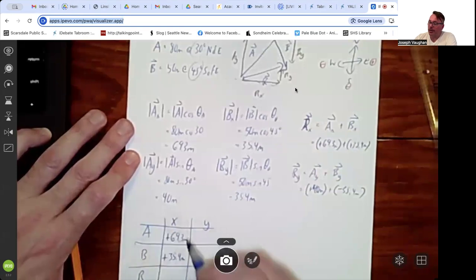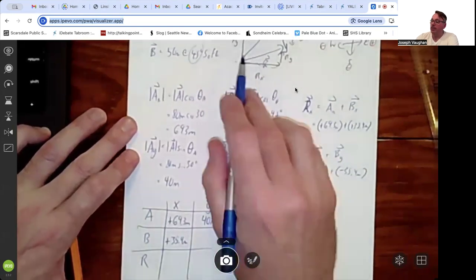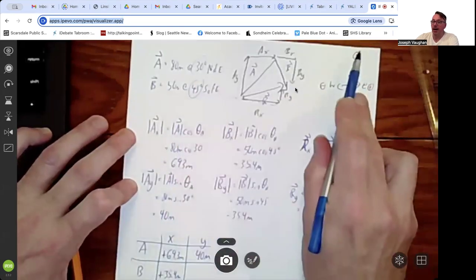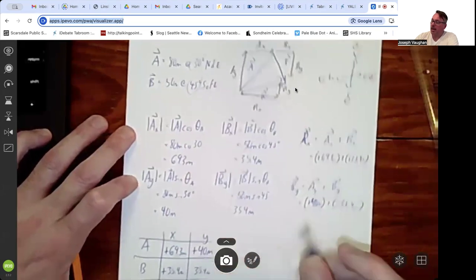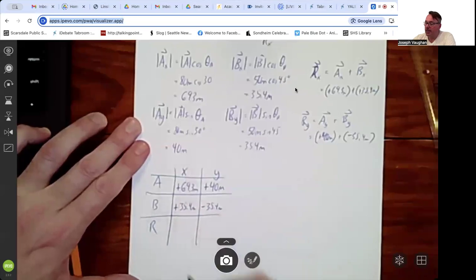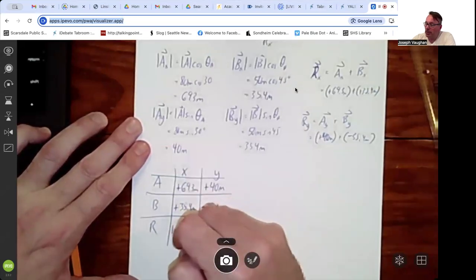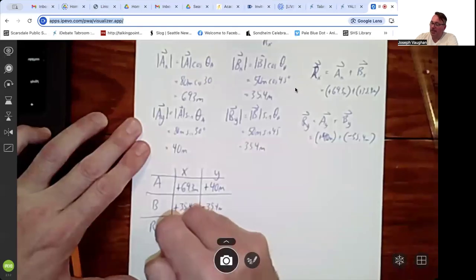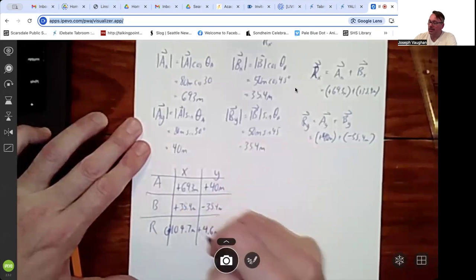And so now the Y direction, we know that the length of the component is 40, and because of north, that goes in the positive direction. And then this is 35.4 meters, and that goes in the negative direction. And then to find Rx and Ry, I just add the columns. So I've got then 104.7 positive, and I've got here 4.6 meters positive, right?